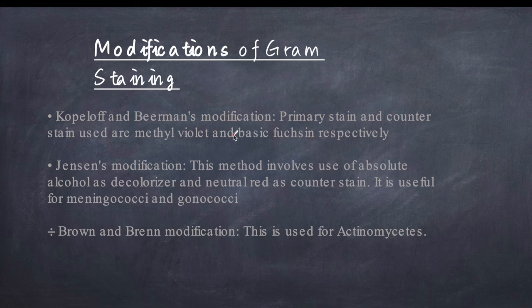The modifications of gram staining are of three types. First is Kopeloff and Beerman's modification. Here the primary stain and the counter stain are methyl violet and basic fuchsin respectively. The second modification is Jensen's modification. In this method, it involves the use of absolute alcohol as decolorizer and neutral red as counter stain. It is useful for meningococci and gonococci. The third one is Weigert's modification, and this is used for actinomycetes.